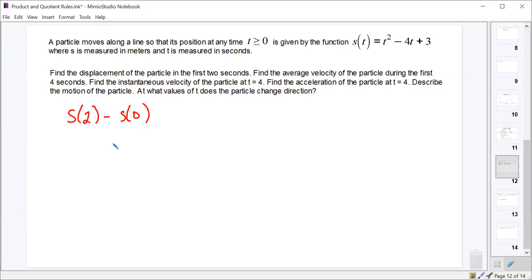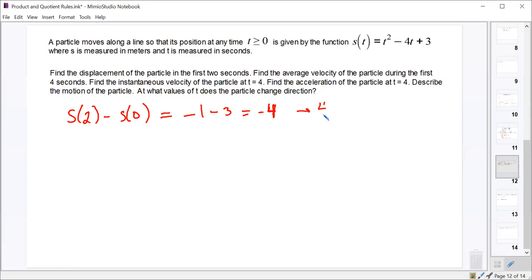So what's s of 2? s of 2 should be 4 minus 8 plus 3, which is negative 1, minus our 0 value, which is 3. So it looks like we went from 3 to negative 1. Negative 1 minus 3 gives us negative 4. The negative sign tells us that the displacement was in which direction?